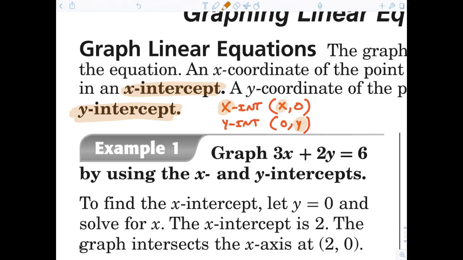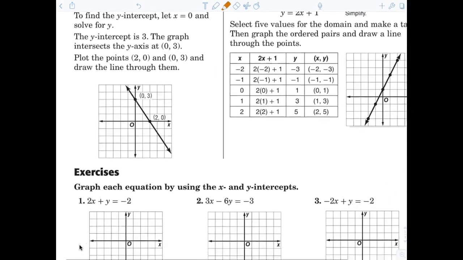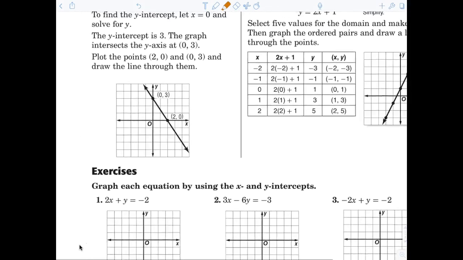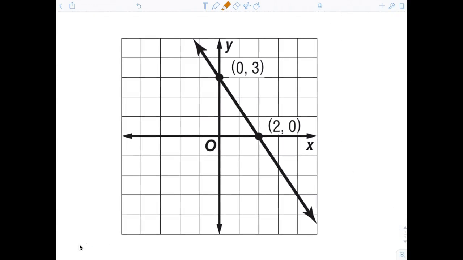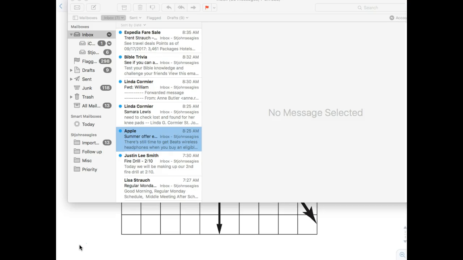So now I'm going to look at this graph right here, and I want to talk about this right here. What is that called, that point? The y-intercept.